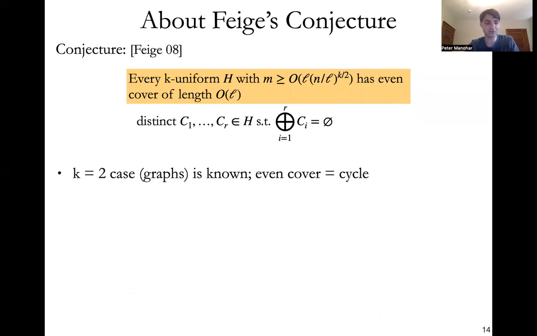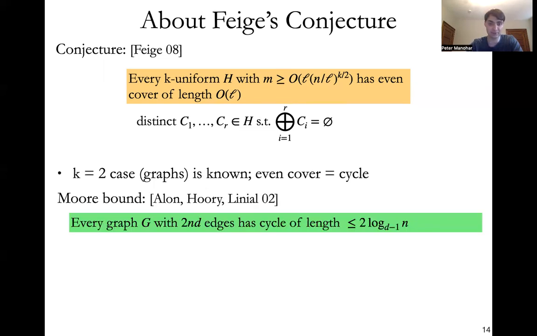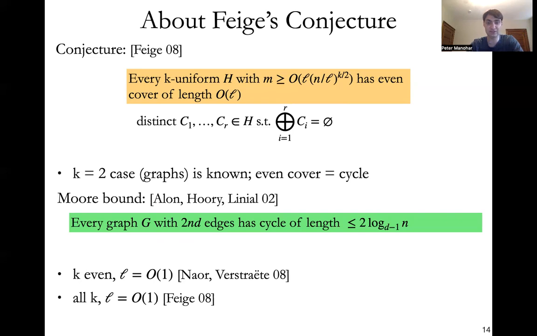When k equals 2, a k-uniform hypergraph is just a graph, and an even cover in a graph corresponds to a cycle. So this is actually the well-known Moore bound, which says that every graph with 2n edges has to have a cycle of length about log n. Feige's conjecture has also been proven when k is even and L is constant, and was later extended to all k when L is constant.